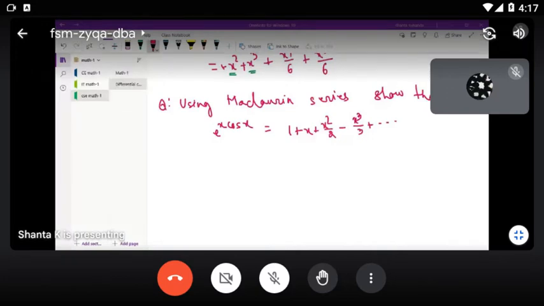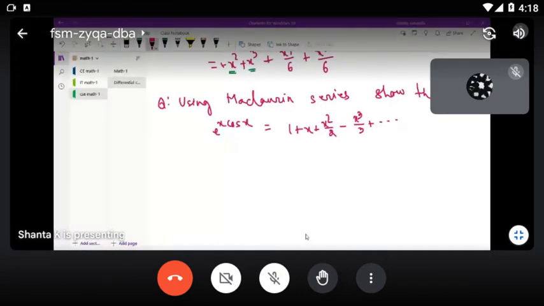Yes, ma'am. What is your stance? Are you getting it? So how are you proceeding? Is that your form, or are you going for the exponential and cosine series? No, ma'am. Maclaurin series means Taylor series.